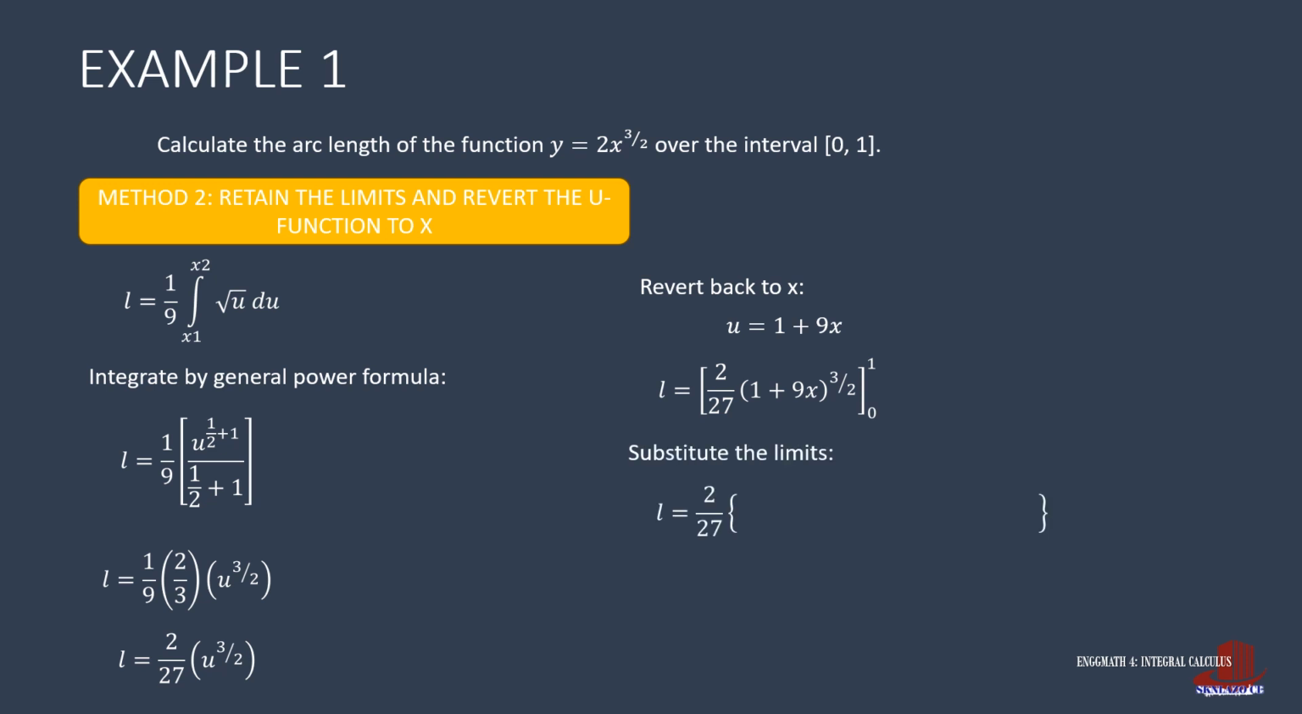Substitute these limits to have 2/27 of the quantity of 1 plus 9 times 1 raised to 3/2 minus 1 plus 9 times 0 raised to 3/2. This can be reduced to 2/27 of 10 raised to 3/2 minus 1 raised to 3/2, which gives the same answer of 2.268 units.